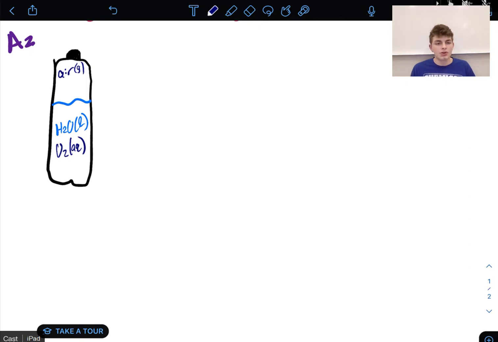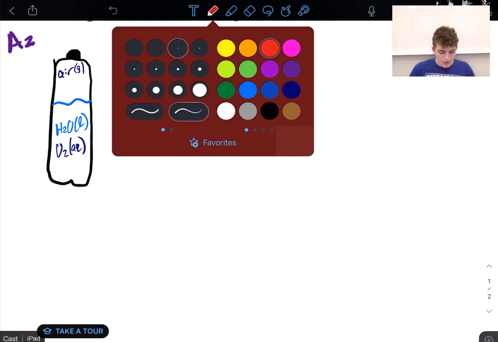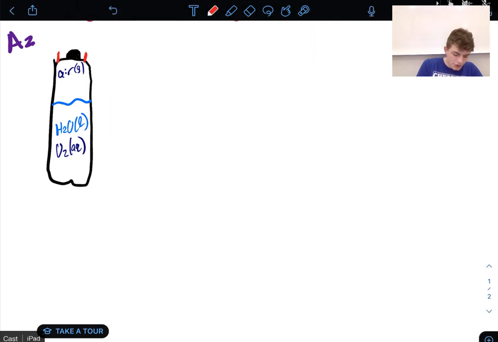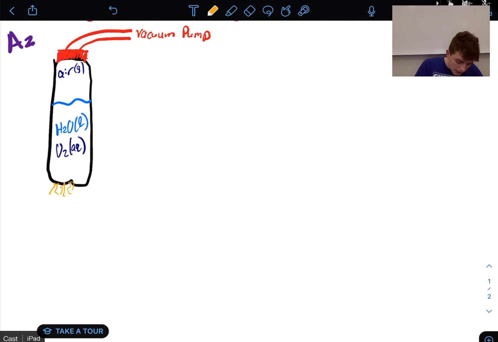Okay, so then we have to figure out how we are actually going to purify it. There is a pretty good purification method for water in order to remove dissolved oxygen. What we're going to do is attach a vacuum pump to it. This is my vacuum pump. And then we can light a fire underneath. These are flames. Don't they look so flamey? Maybe it's on a hot plate or something like that. I don't know.